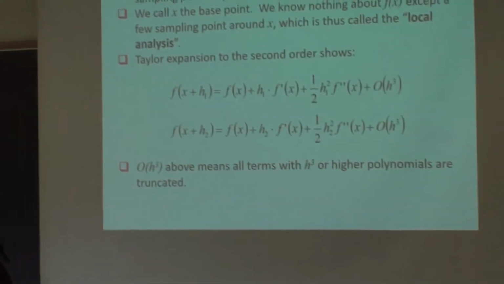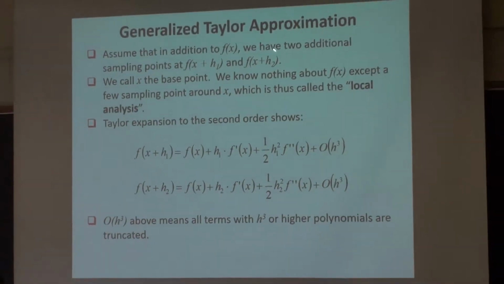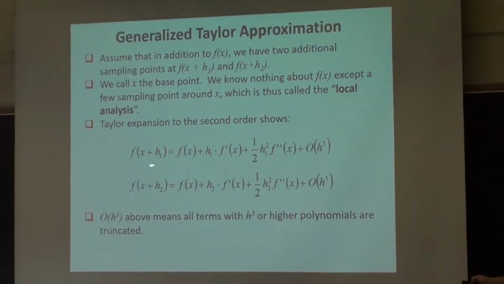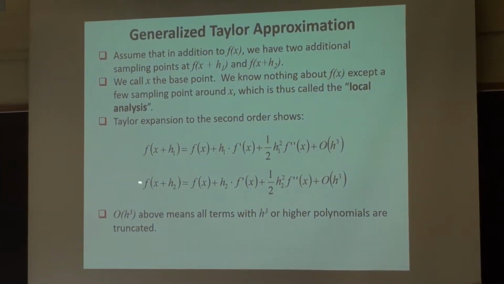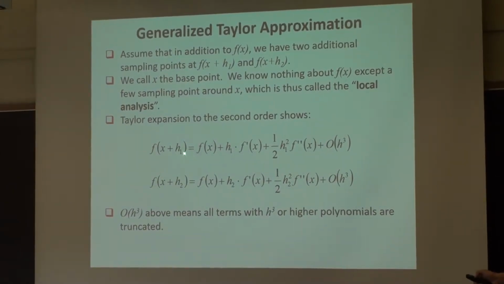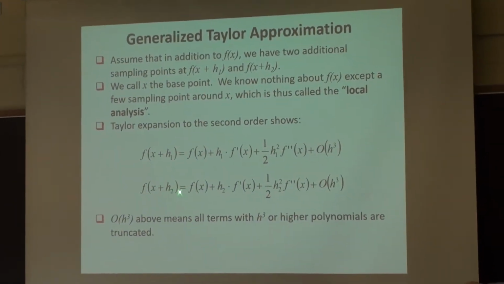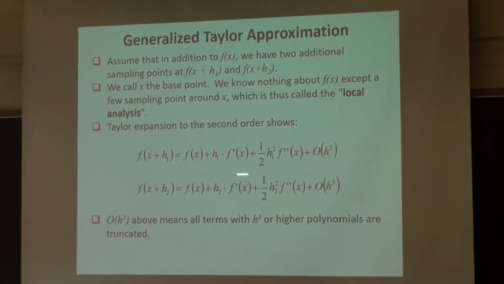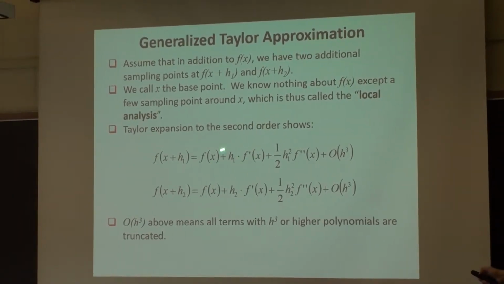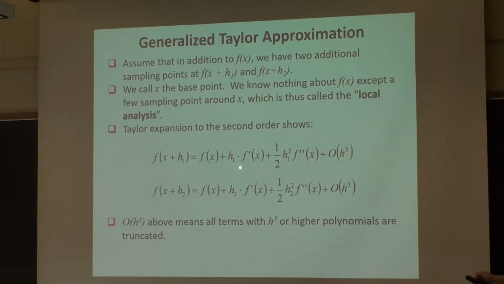So here, we are going to the generalized Taylor approximation. You can see if I perturb two ways: first perturb by H1, then perturb with H2. These are just Taylor series. You can see that this perturbation is proportional to H1 times the first derivative, and H1 squared over two times the second derivative, and the remainder is order H cubed. Very simple. The same thing you can write for H2.